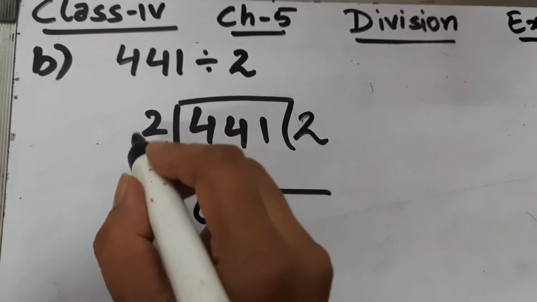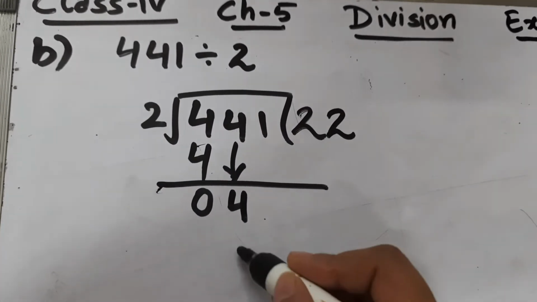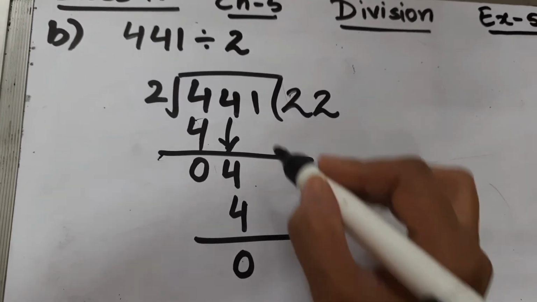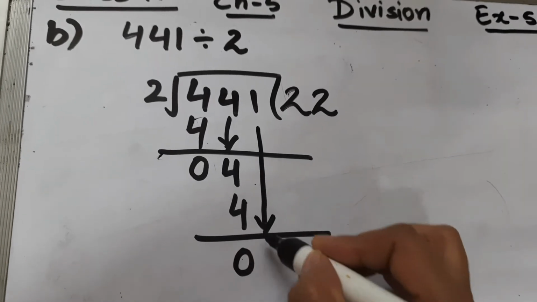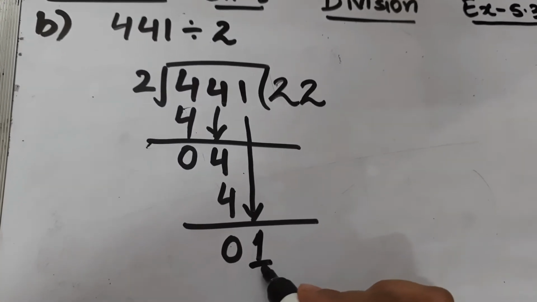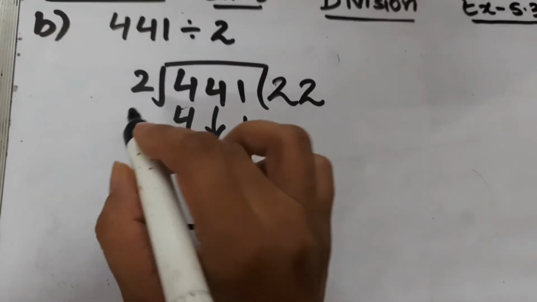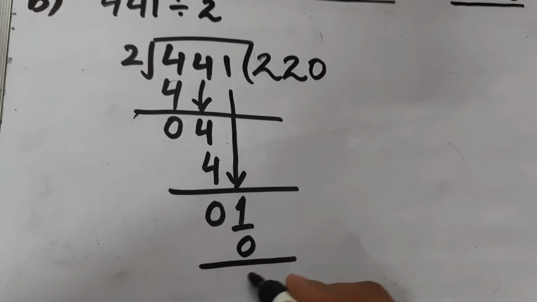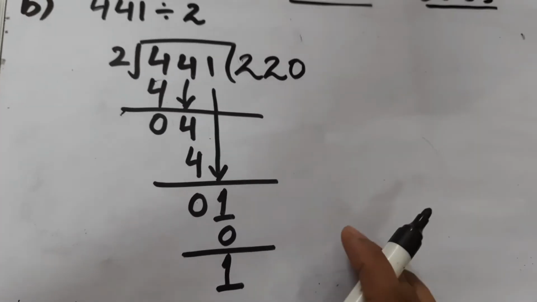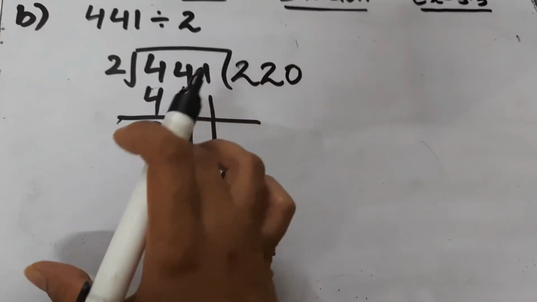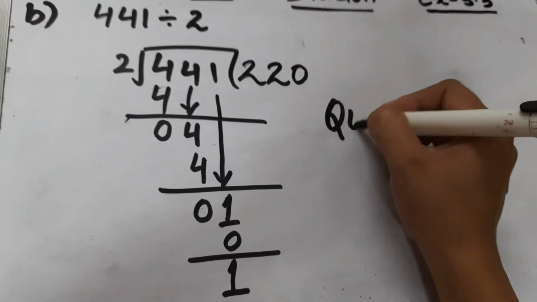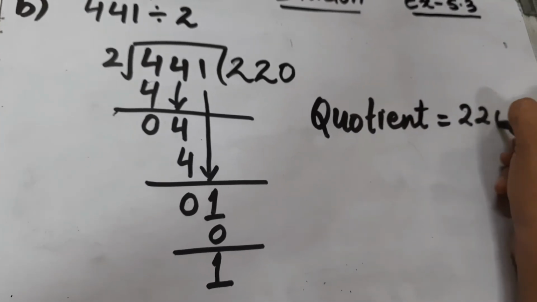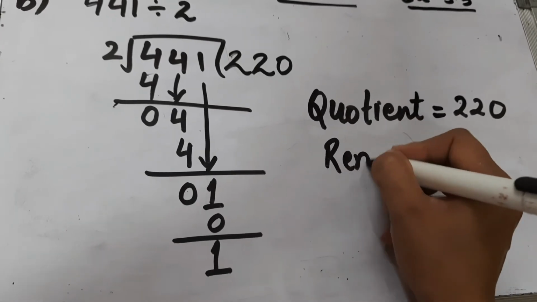Again 4 is divisible by 2. 2 2s are 4. Okay. Now subtract it. 4 minus 4 is 0. And bring this 1 down. Is 1 divisible by 2? No. 1 is not divisible by 2. So 2 zeros are 0. We will take 2 zeros are 0. Okay, so like this we will divide 441 by 2. So what is your quotient? Quotient is 220 and remainder is 1.